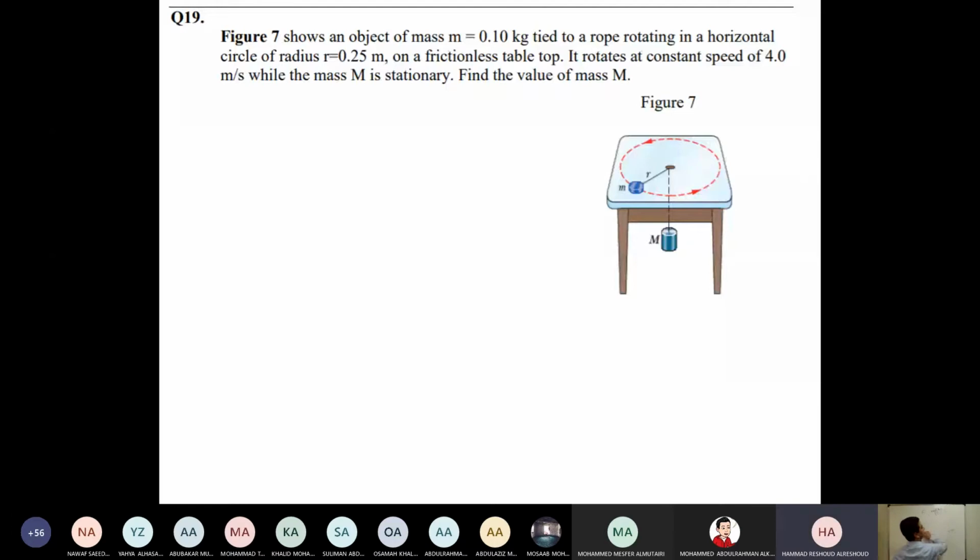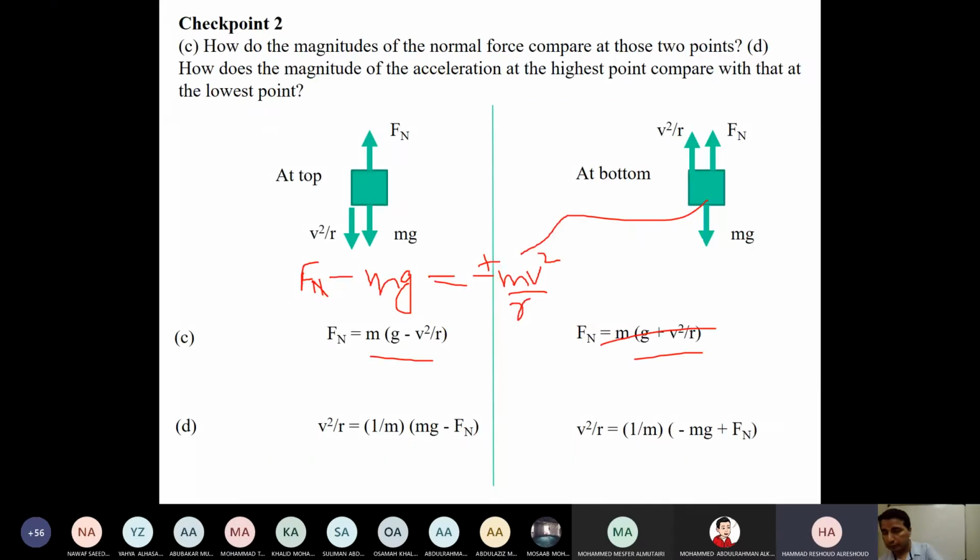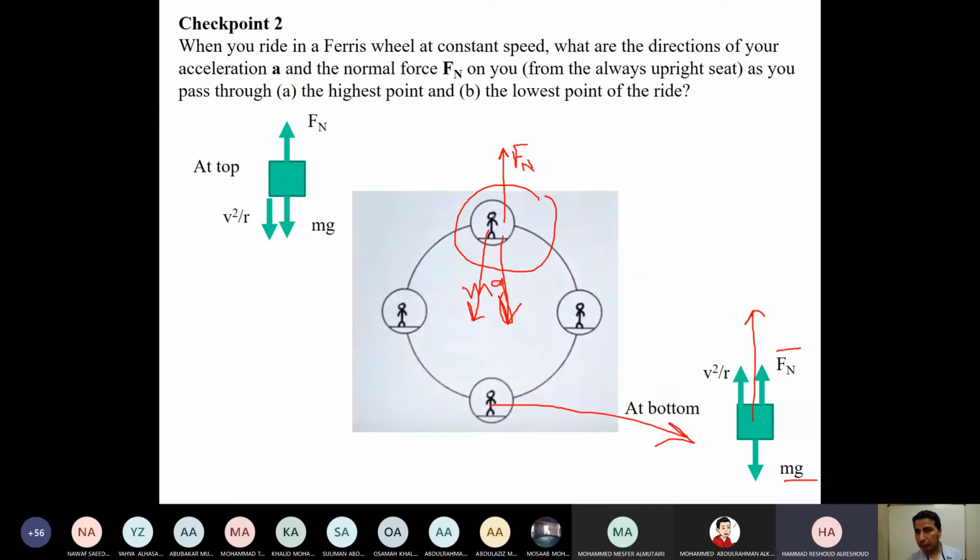Doctor, I don't understand the point just now. I don't see how mg minus v squared over r. If you could go back, I don't understand this. You mean this point? You didn't understand this one? Which point did you not understand? I can't imagine how that is the case. Isn't Fn going to be equal to the forces down?